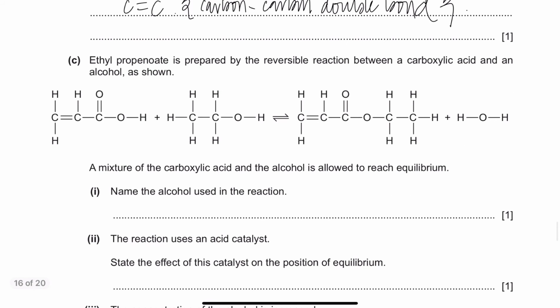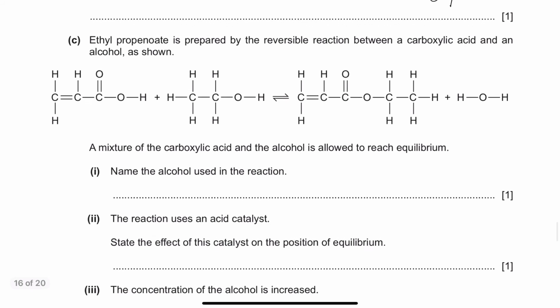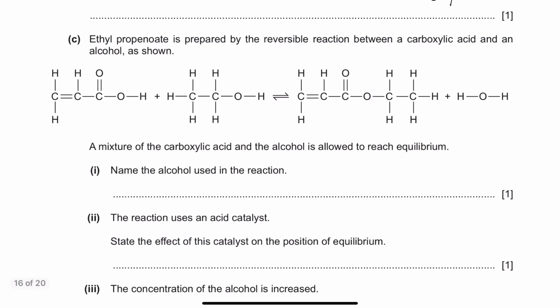Moving on, it says ethyl propanoate is prepared by a reversible reaction between a carboxylic acid and an alcohol. As shown, a mixture of carboxylic acid and the alcohol is allowed to reach equilibrium. Name the alcohol used in the reaction. Now, what is the alcohol used in this reaction? Think about it. Meth, eth, so ethanol.